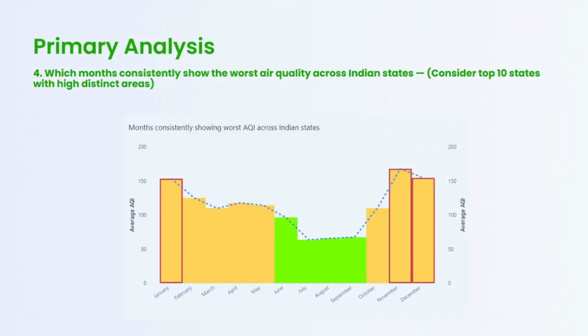If we see the months consistently showing the worst air quality across Indian states, we can see that the months of November, December and January are the months having the worst air quality index. This can be due to the winter season that contributes to high air pollution. The reason is that pollutants get trapped due to the dense cold air.